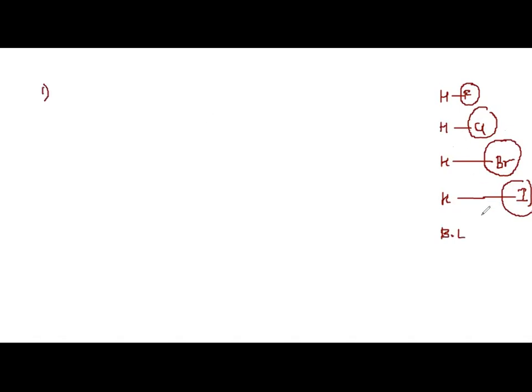So as the distance between the two nuclei increases, as bond length increases, where can I break the bond very easily? Can I break the bond in the first case very easily or in the last case? In the last case. So can I say as bond length increases, bond energy decreases? It reduces. So I can say that bond energy is inversely proportional to bond length.